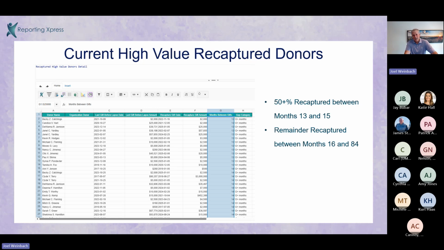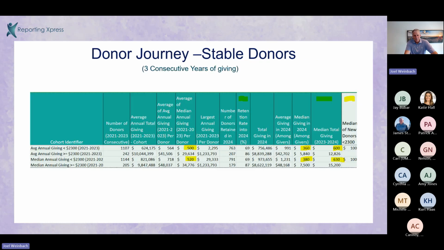Then the remainder were recaptured between months 16 and 84. So some went way out. Once we got past 15, it was kind of sporadic as to when they came back in. What you'll tend to see is that at month 25 and 37, you'll pick some up, because they're used to that annual cycle of receiving an appeal around those times in a lot of cases. So that's something to think about when you're reaching out to those donors.